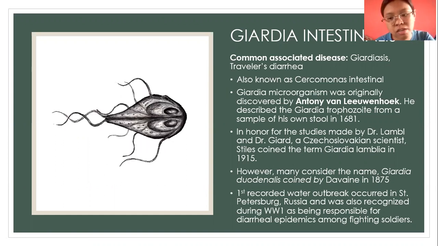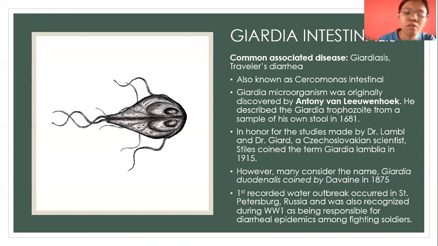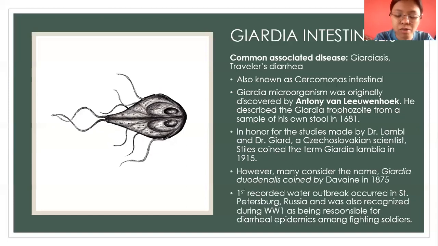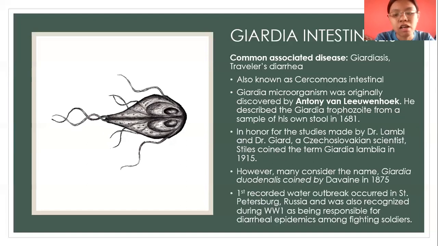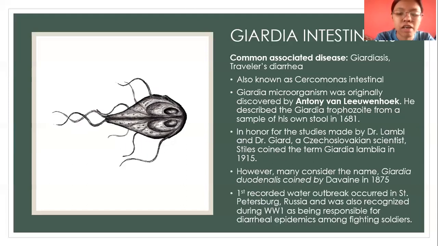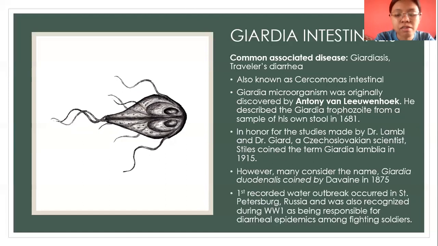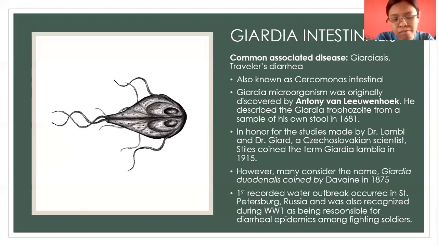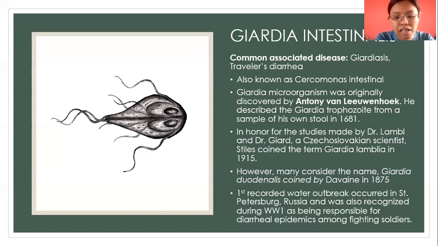So, in honor for the studies made by Dr. Lambel and Dr. Jard, which is a Czechoslovakian scientist, si Stiles, nagawa siya ng bagong name, which is we called na Giardia lamblia in 1915. However, many consider the name Giardia duodenalis coined by Davin in 1875. So the first recorded water outbreak occurred in St. Petersburg, Russia, and was also recognized during World War I as being responsible for diarrheal epidemics among fighting soldiers. So, ang dami kasing naging pangalan ni Giardia. Pero ang kino-consider na po na name ngayon is Giardia intestinalis.